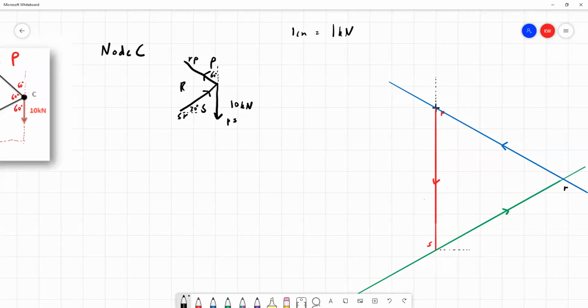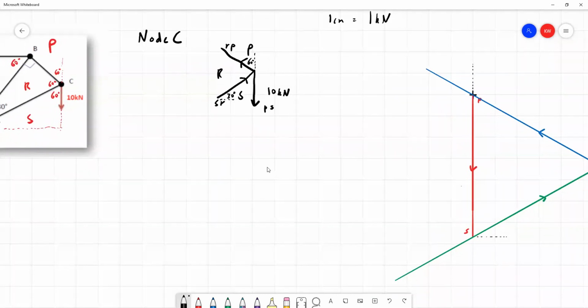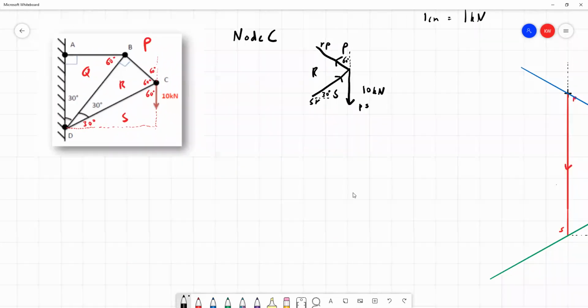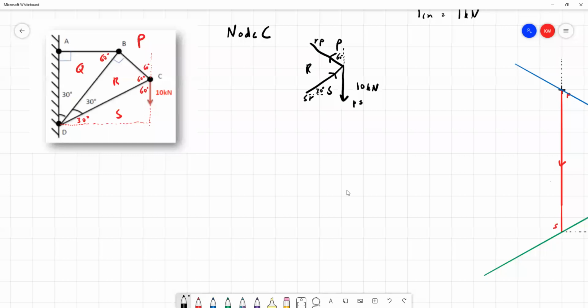And what does this tell us? Well, it tells us that in the case of the vector RP, this member is under tension. And because it's under tension, this means that it's a tie. So what we can say, we'll just create a quick table here just now.